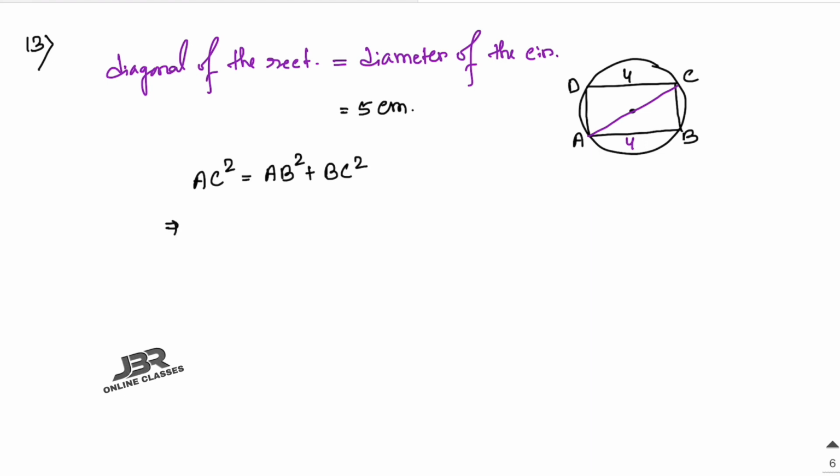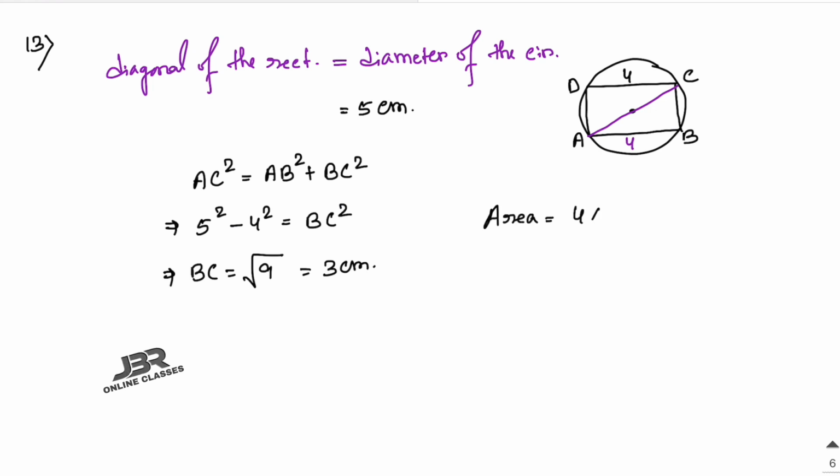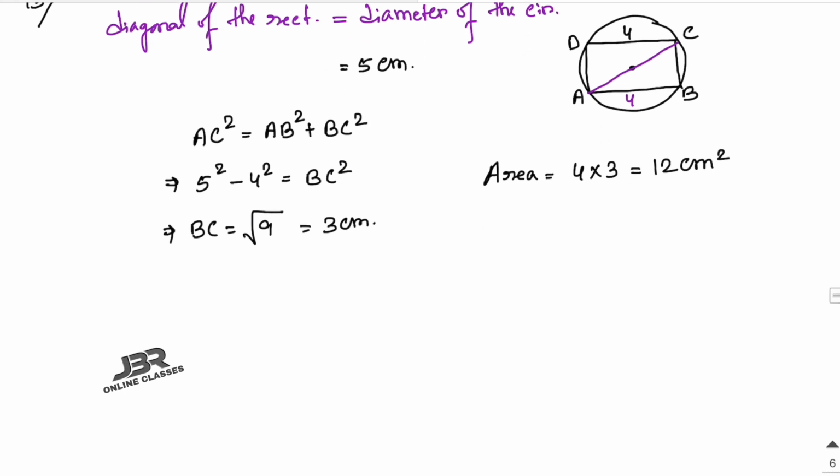So first you have to find out the breadth. AC means 5, so 5 square. AB means 4, so write 4 square. In the left hand side, that is equal to BC square. So BC square is equal to 25 minus 16, and that is 9. So BC is equal to root 9, that means 3 centimeter. And now you know the formula of area, length into breadth. So 4 into 3 is 12 centimeter square. It's a very easy problem. Okay, now let's do sum number 14.